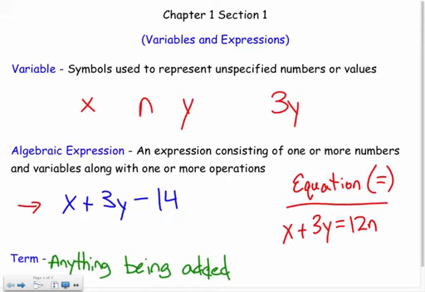Well, here's one of my terms. X would be a term, right? 3y would be a term because that's being added. And my last term would be negative 14. Negative 14 would also be a term, because if I think about it, I'm really adding the opposite. I'm really adding a negative 14. So that's why we say negative 14 is a term. So basically anything that's being added would be your terms.